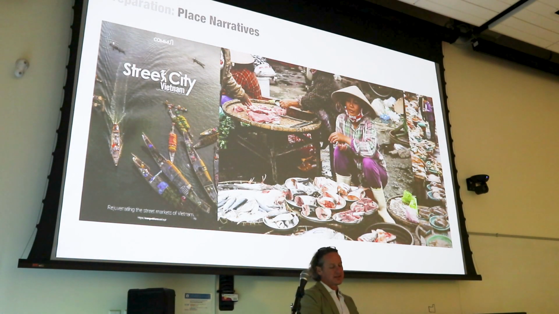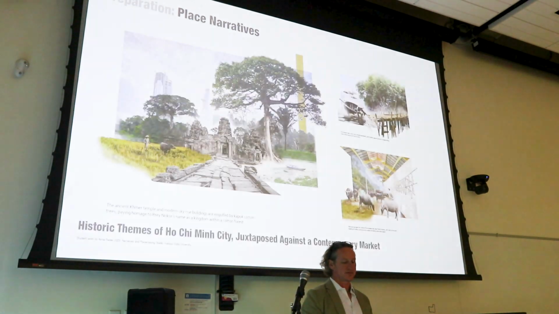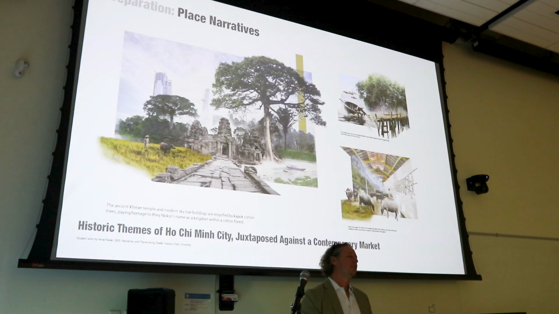So this is a competition that was a couple years ago called Street City Vietnam. The challenge was for the competitors to come up with a new model for a street market in Ho Chi Minh City, Vietnam, that could be inspired by and reference some of the historic models of street markets. So the first task that my colleague and I assigned our students was to do a narrative photomontage, to start to understand the history and or current conditions that exist in Ho Chi Minh City.